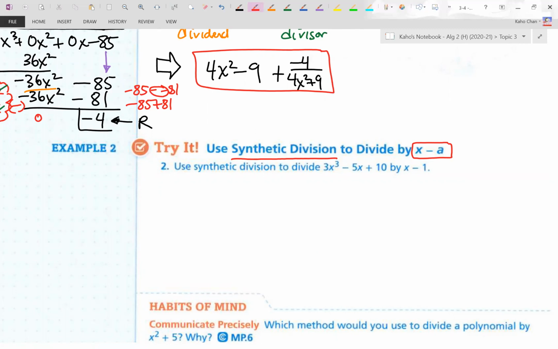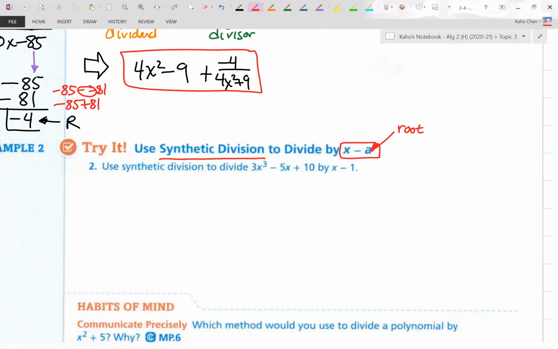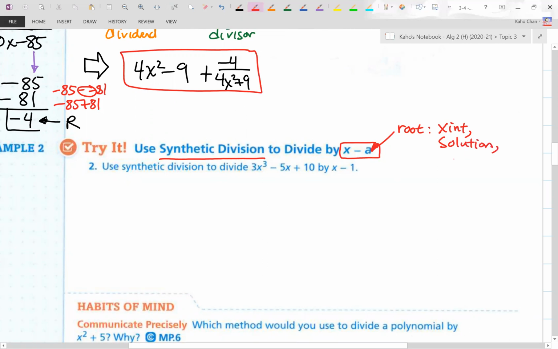Because right now, in example 2, it says, use synthetic division to divide 3x cubed minus 5x plus 10 by x minus a. A is the root that you might recall when it comes to graphs that cross the x-axis. A root is also known as the x-intercept, the solution, or also known as a zero.